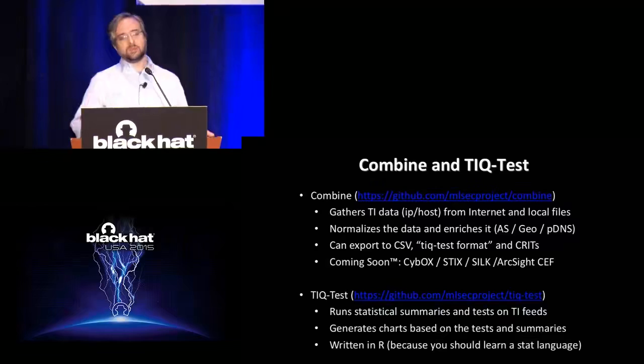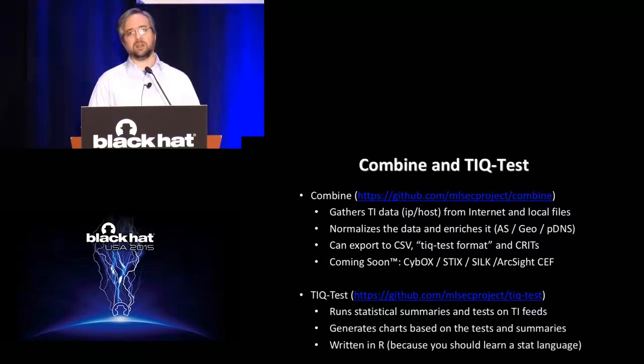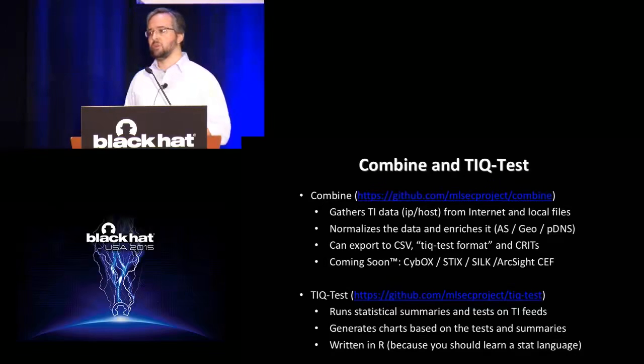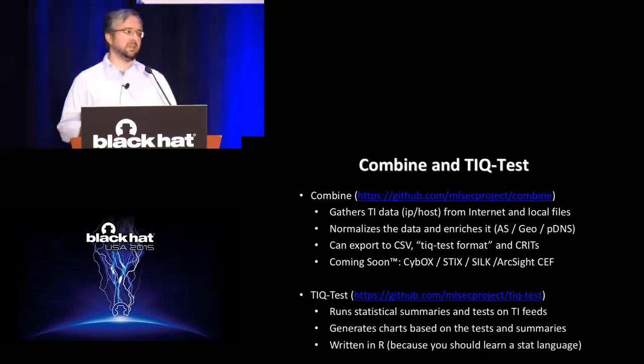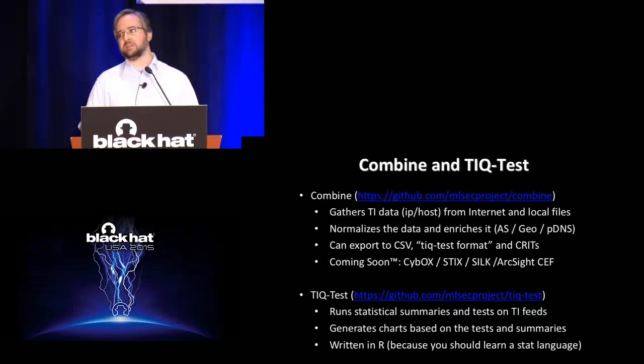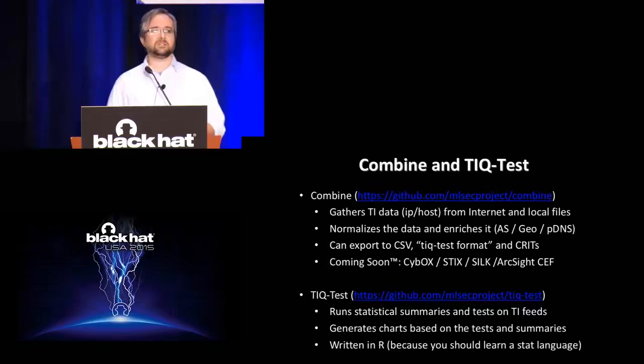So there are two open source projects that we have under the MLSec project. I will not go into a lot of detail on Combine, but pretty much Combine allows you to parse multiple sources of open threat intelligence on the internet. It reads them all and spits them out in a CSV or JSON format, something that's very easy to use, and you can manipulate in other ways.